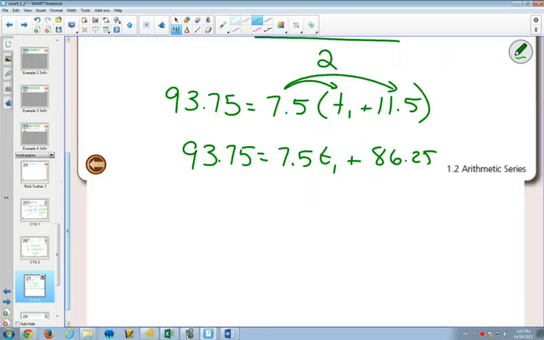Now you could subtract that 86.25 on both sides. And you would get 7.5 equals 7.5 times term 1. Divide both sides by 7.5. And term 1 is equal to 1.